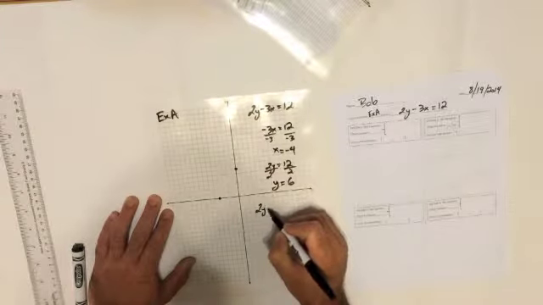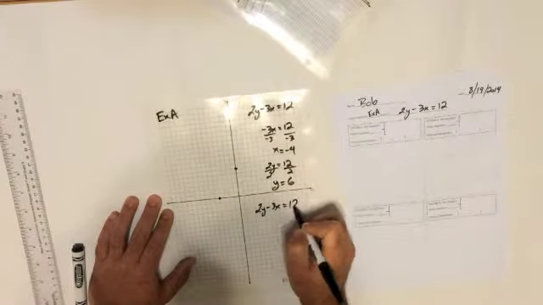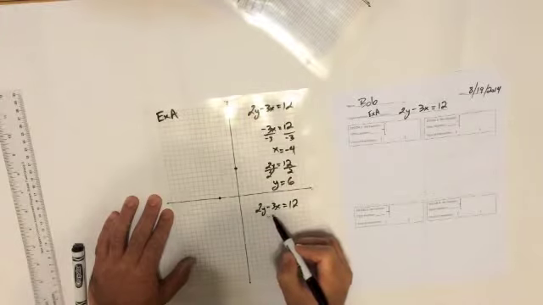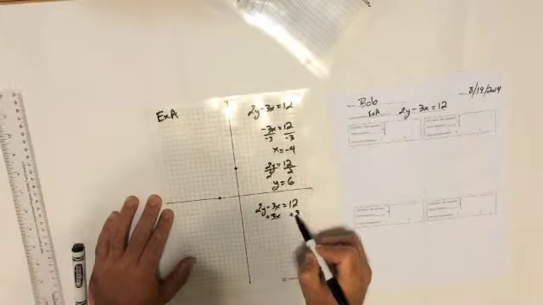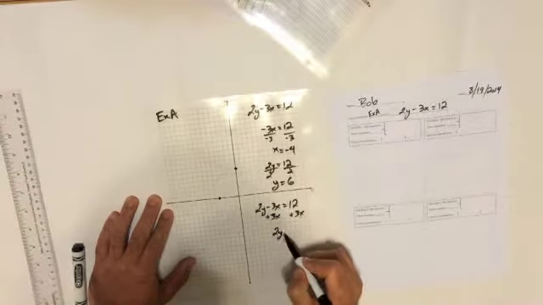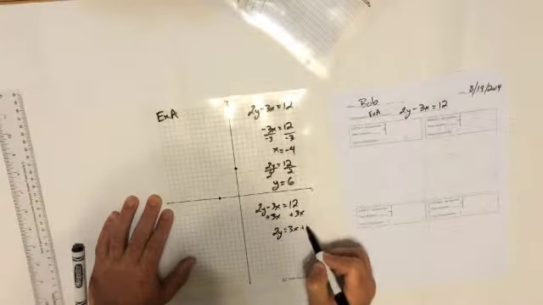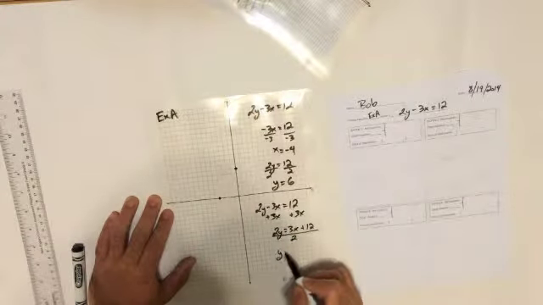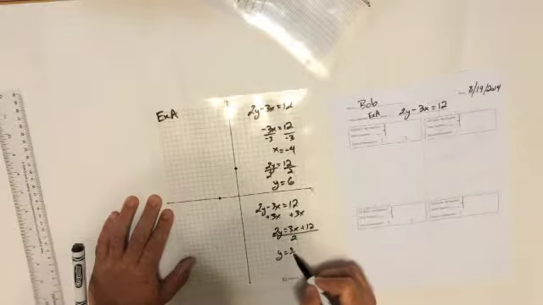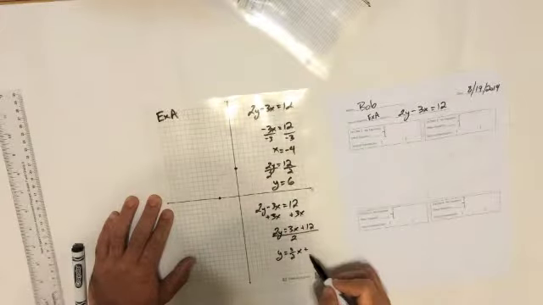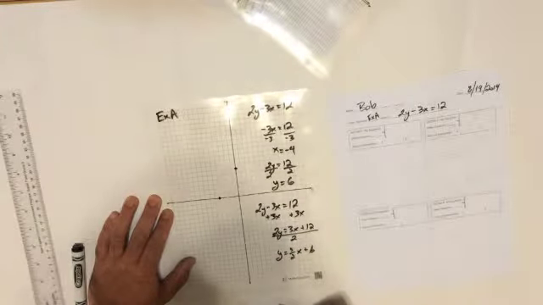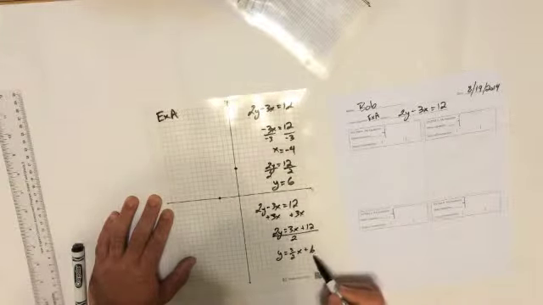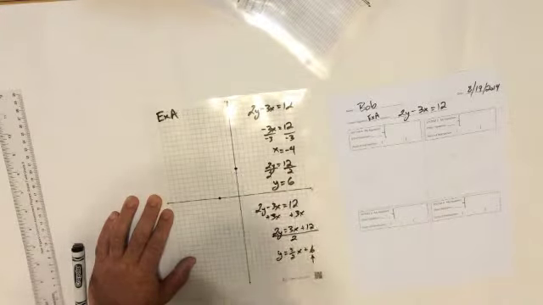So I've got 2y minus 3x equals 12. I'm going to go ahead and take this over here. So I get 2y equals 3x plus 12. And then I'll need to divide everything by 2. So I get y equals 3 halves x plus 6. Okay, now look, there's that y-intercept again, right? That's already on there, which is great.